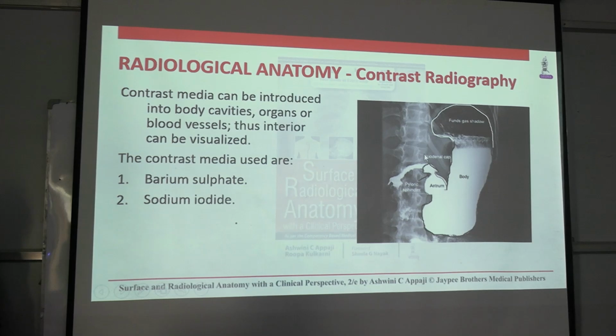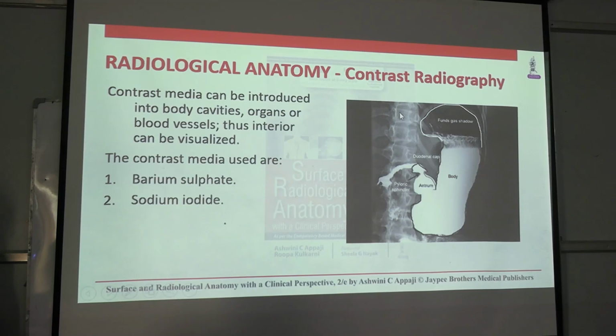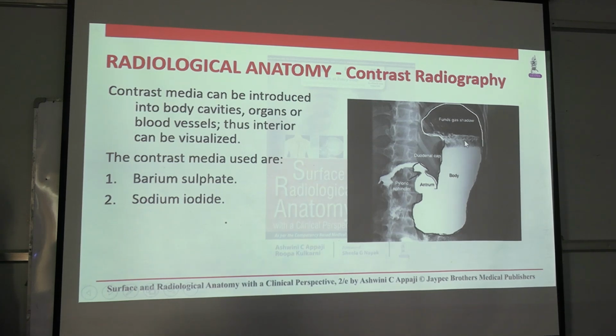You can see these midline bones. What are these midline bones? Vertebrae, and anchored to them the portions of the ribs as well. It also shows the shadow or outline of the stomach, with the cavity of the stomach visible, right? So you can see the entire cavity of the stomach, and it is occupied by this radiolucent dye which is present in it.